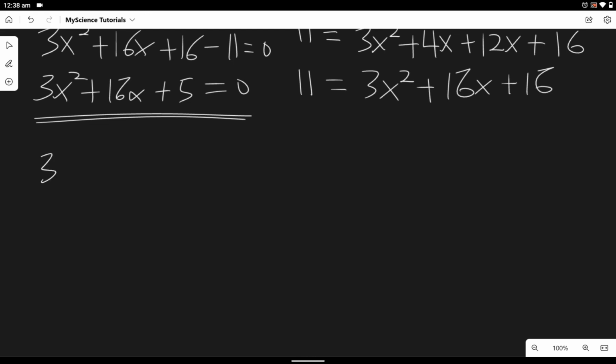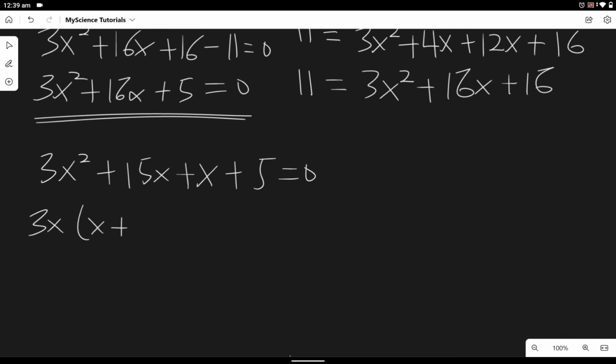So we have 3x squared plus 15x plus x plus 5 is equal to 0. That is how we are going to solve this particular example. So from here, we try to bring out the common terms that we have. Now if we look at 3x squared and then 15x, we realize that 3x is common for all of them. So we factor 3x out, 3x into bracket, then we have x plus 5. It means if we multiply 3x by x, we're going to get 3x squared back. If we multiply 3x by 5, we're going to get 15x over here.